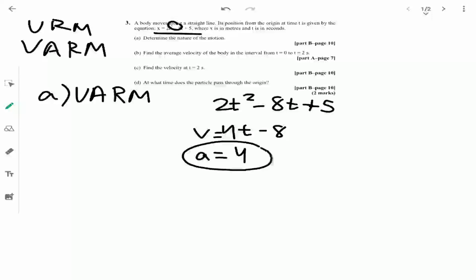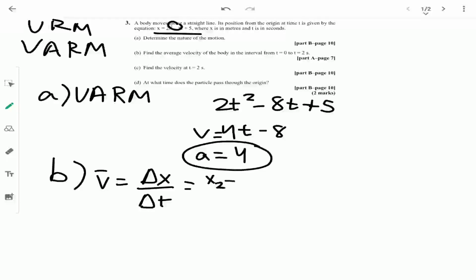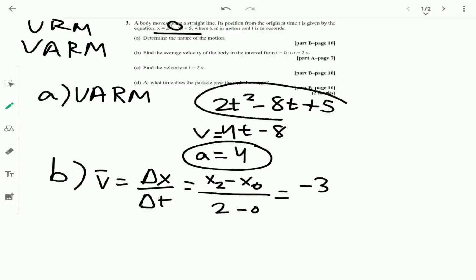Let's move on to part B. Find the average velocity in this interval. We should know that the formula for the average velocity is equal to delta x over delta t, or the displacement over the time elapsed. So x at time 2 minus x at time 0, over 2 minus 0. Substituting x at time 2 into this equation, we should get minus 3. And x at time 0 is 5. So minus 3 minus 5 over 2, because 2 minus 0 is 2. So we should get minus 4 meters per second.